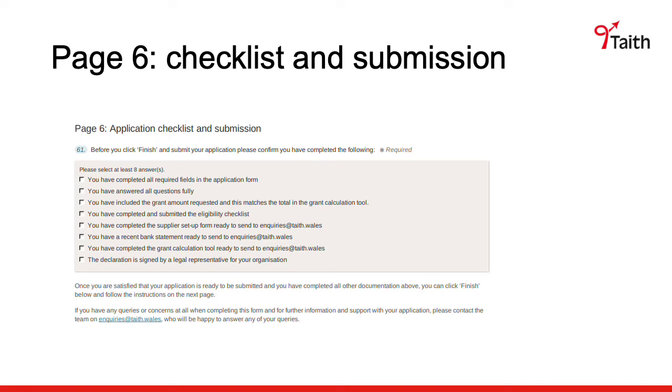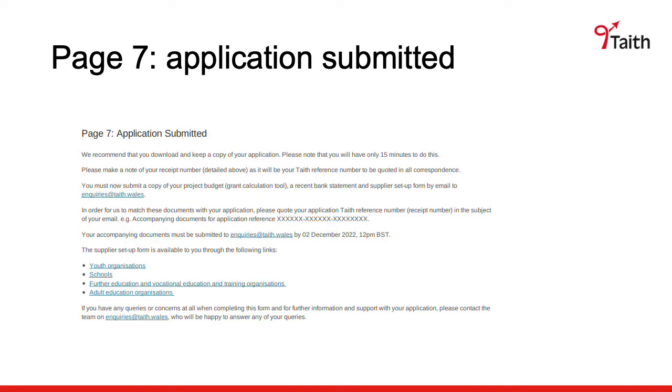Once you're satisfied that your application is ready to be submitted and you have completed all other documentation above, you can click Finish at the bottom of the page. And then you will be taken to the last page, page 7. Once you have submitted your application, you will find a box at the top of the page titled Completion Receipt. That will give you a receipt number.